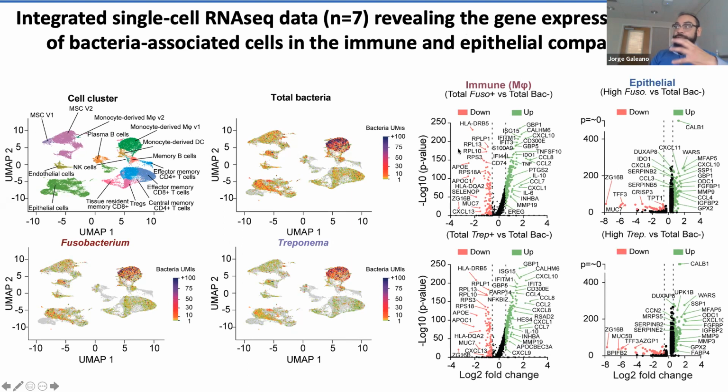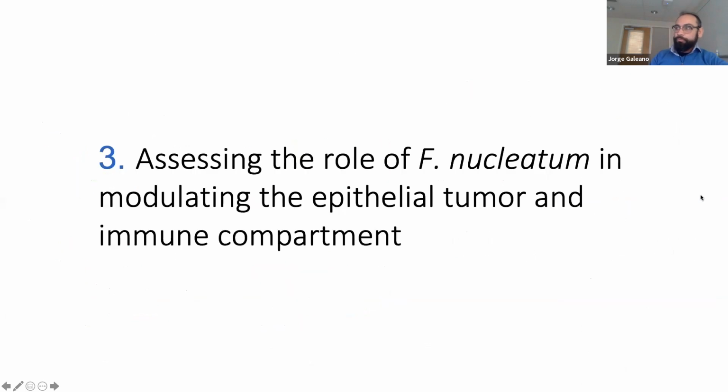And then you can also do the analysis in individual bacterial species. In the top, you have Fusobacterium, and in the bottom, you have Treponema. And in the epithelial cluster, you can see that cells that contain bacteria overexpress molecules that are involved in the metastatic process, like overexpression of serpin molecules and the production of metalloproteinases.